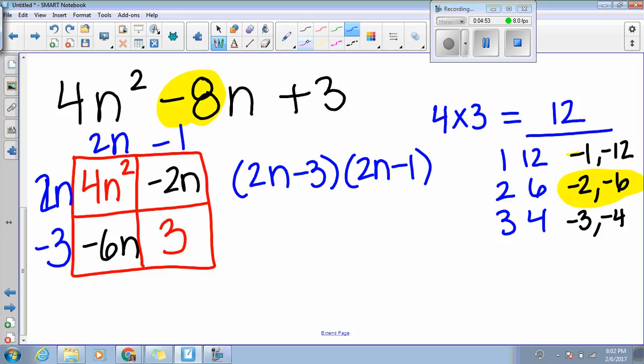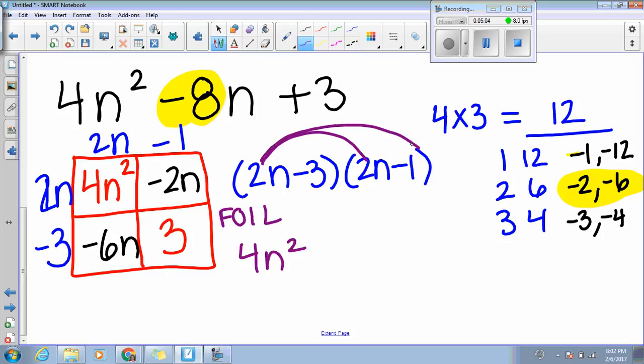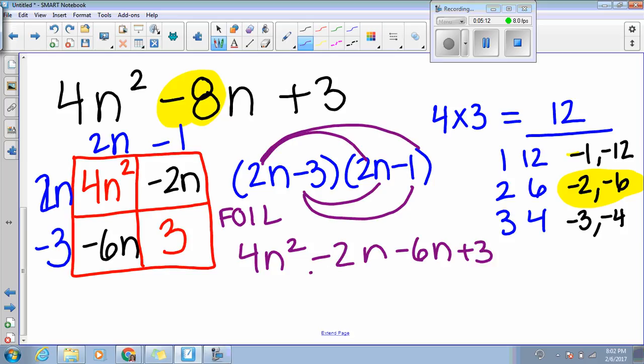Let's FOIL it out to make sure we're right. Through our fronts, we have our outside, our inside, and our last. Combine like terms, CLT, we get 4n squared minus 8n plus 3.